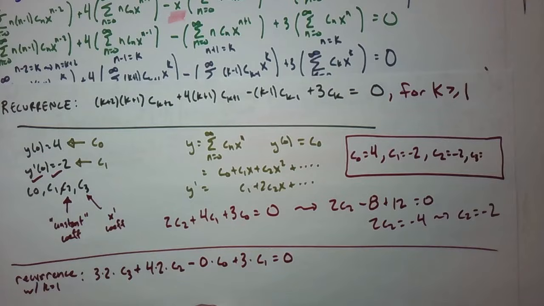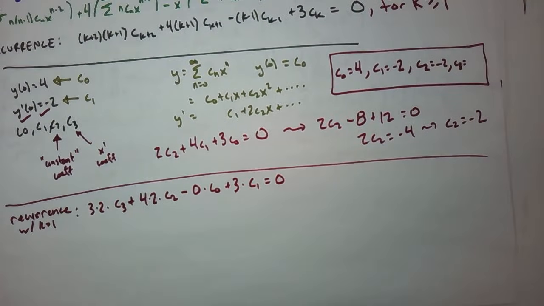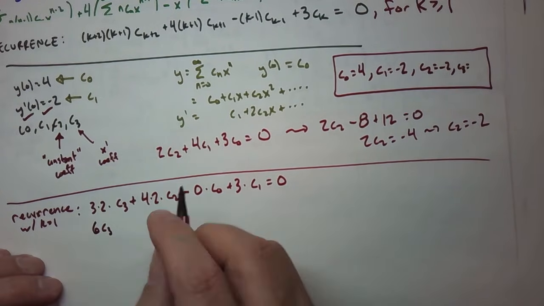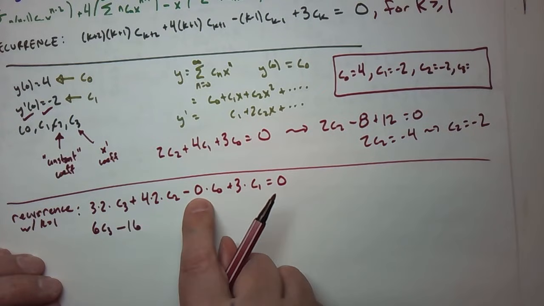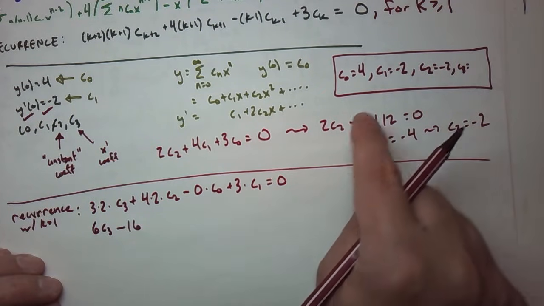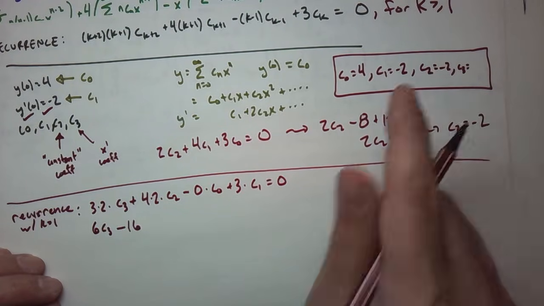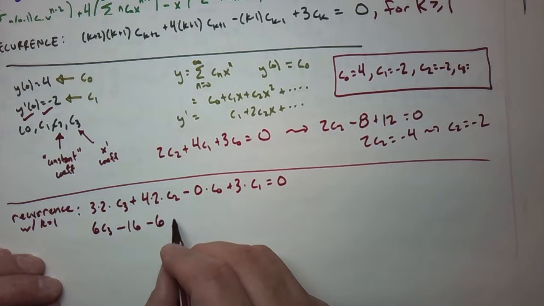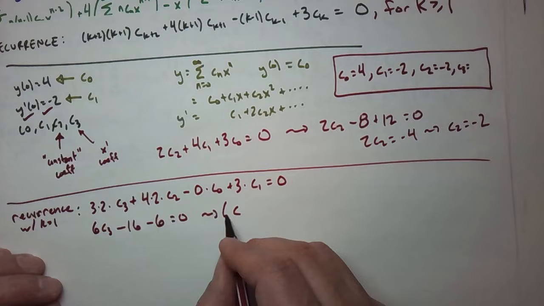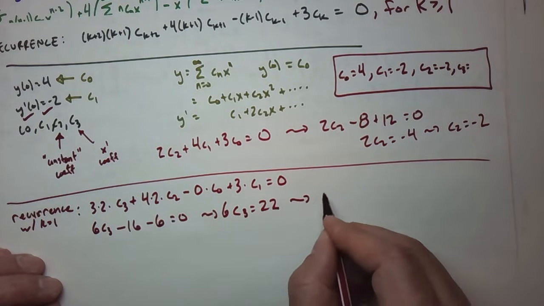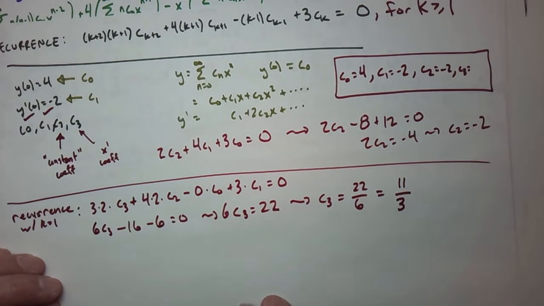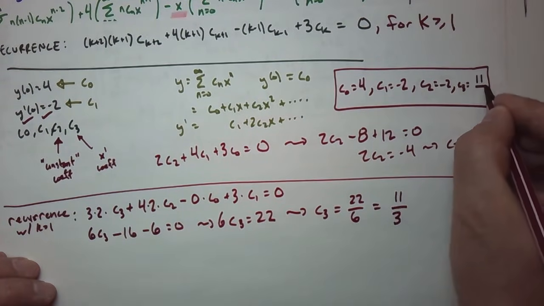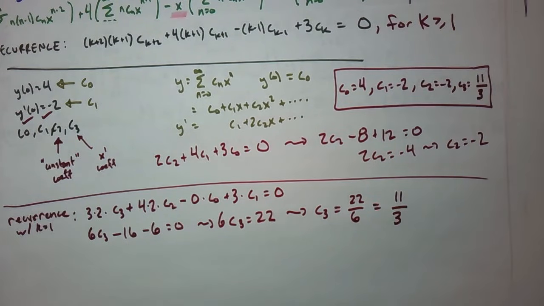And we say, well, hey, we've already done work. So we have 6C3. We know C2 is negative 2. So 4 times 2 times negative 2 is minus 16. 0 times C0 is 0. Then 3 times C1, well, that's 3 times minus 2, so that's minus 6, equals 0. So 6C3 equals 22. So C3 is 22 over 6, also known as 11 over 3. It's possible you might see a fraction, but not many.